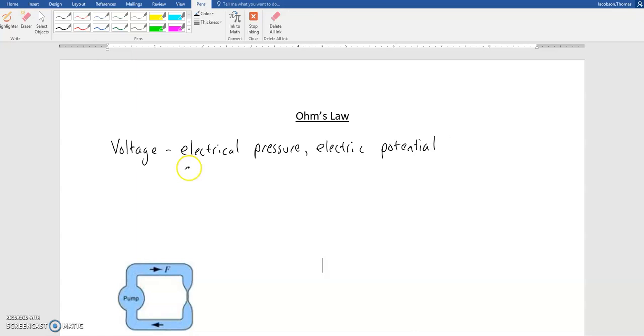The symbol for this is V. So you might say the voltage V has a certain amount, and the unit would be volts, which we could also abbreviate with a V. So in your house, an electrical outlet might have a voltage of 120 V, or volts.